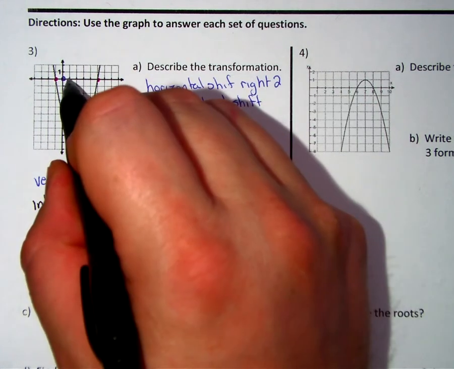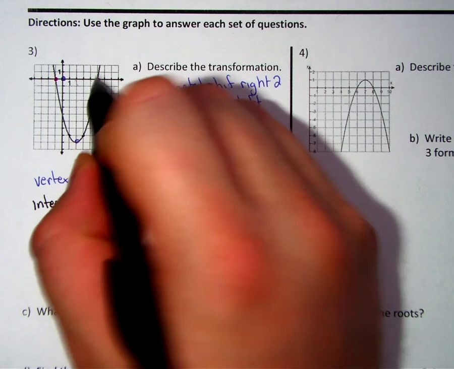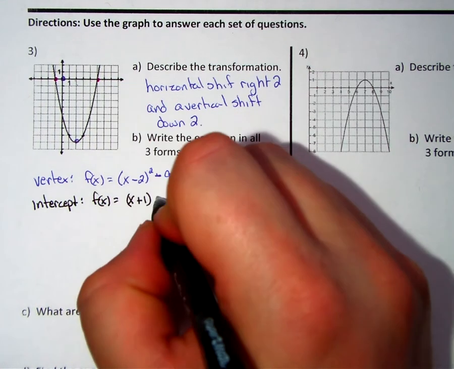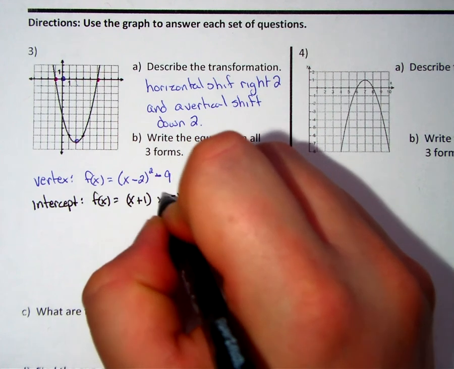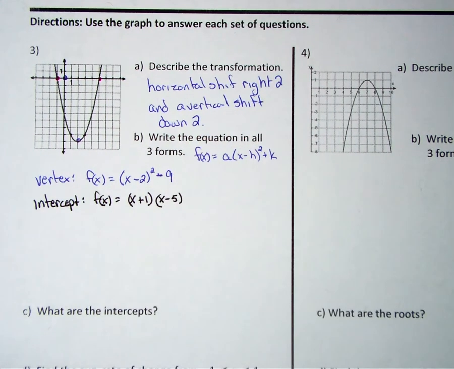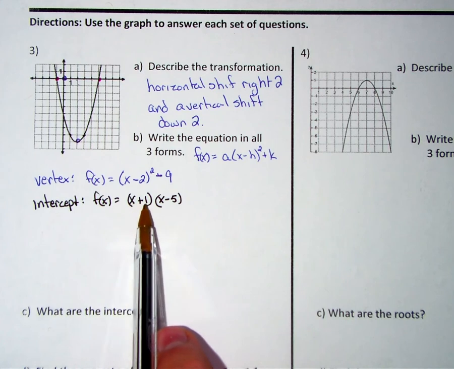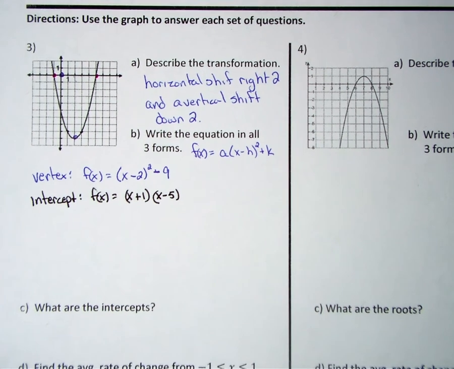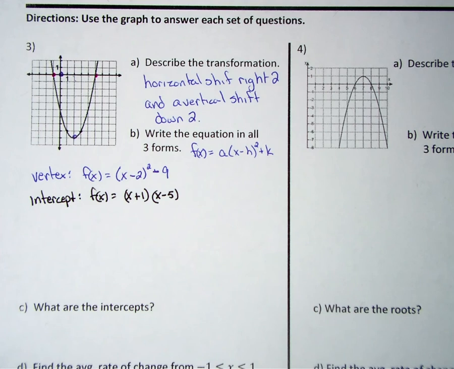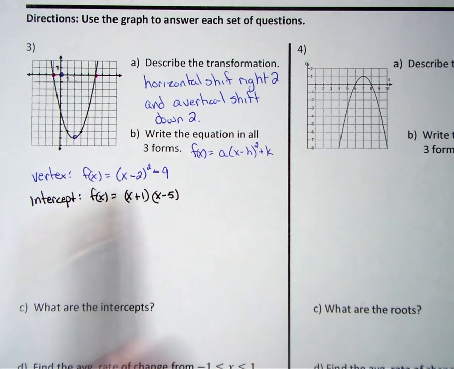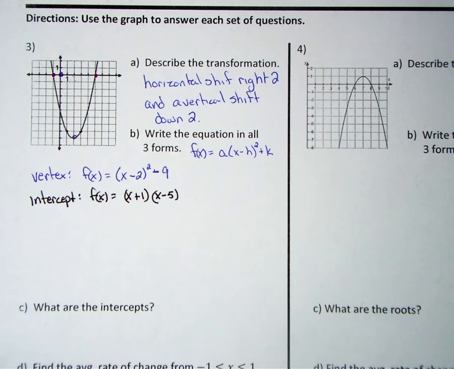Let's see, we got 1, 2, 3, 4, 5. Positive 5 is the intercept, so x minus 5 is the factor. Now, let's remember why these are the opposite. When I set x plus 1 equal to 0, remember that we would subtract 1 from both sides of the equation, and x would be equal to negative 1 as a root. As a factor, though, it's going to have its opposite value.